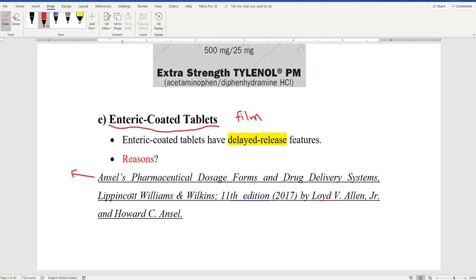Yani, the pH condition of the stomach will destroy or degrade the drug. So I want to protect the drug in the stomach. So I need enteric coating.